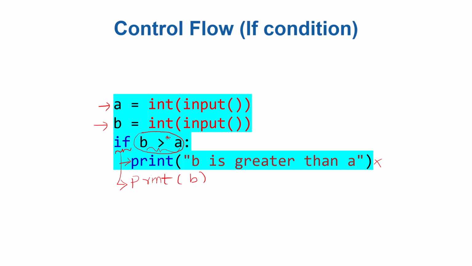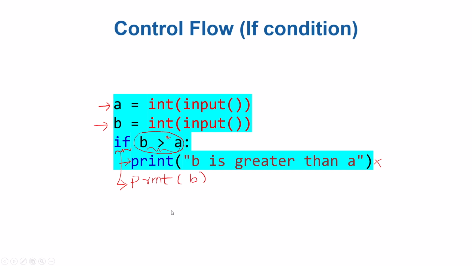It looks complicated. How to print only that number that is bigger? If B is bigger than A, then we will print B. Maybe we should apply another if condition. If B is bigger than A, then print B. If A is bigger than B, then print A. Maybe. Why not?